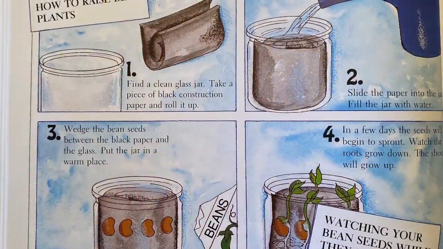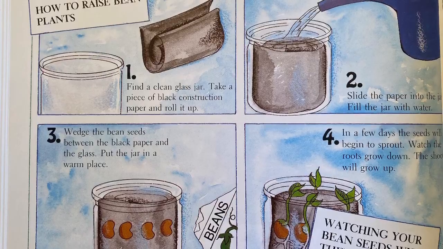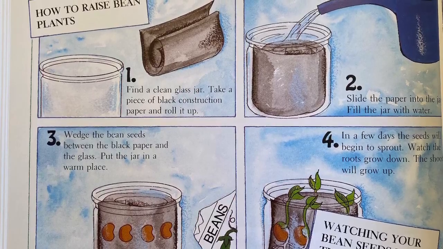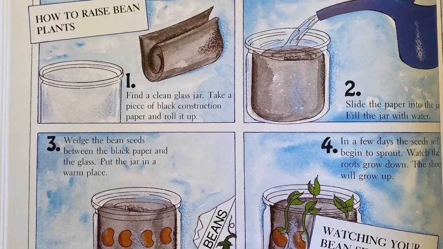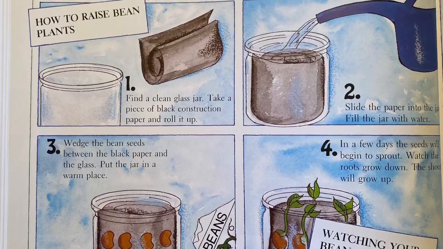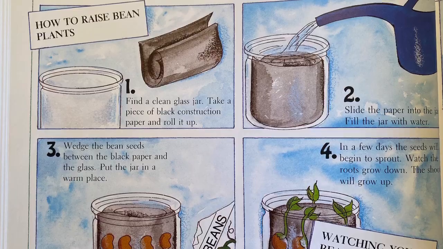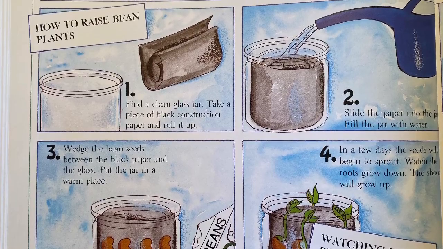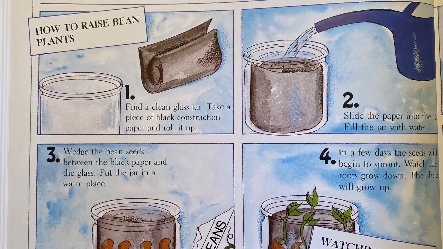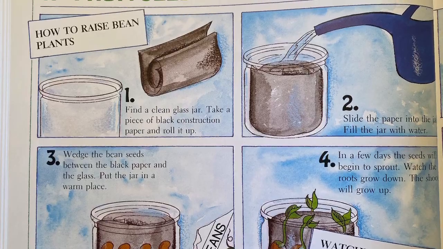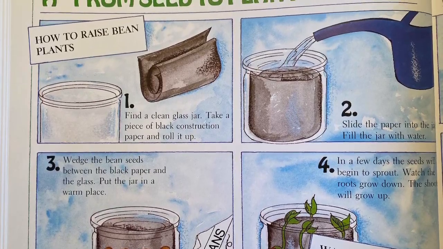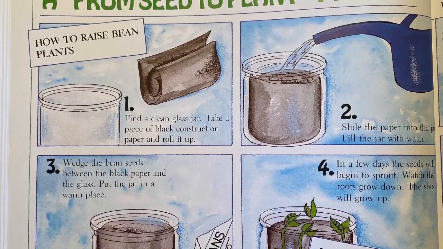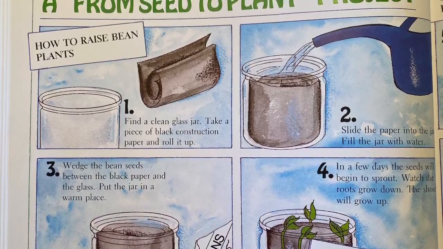A From Seed to Plant project. How to raise bean plants. First, find a clean glass jar, take a piece of black construction paper, and roll it up. 2. Slide the paper into the jar, fill the jar with water. 3. Wedge the bean sprouts between the black paper and the glass. Put the jar in a warm place.